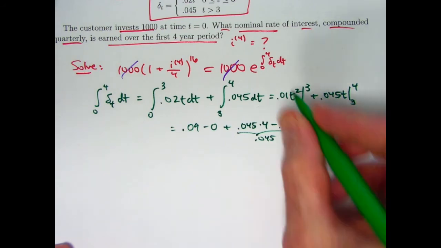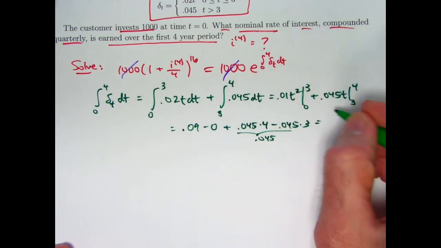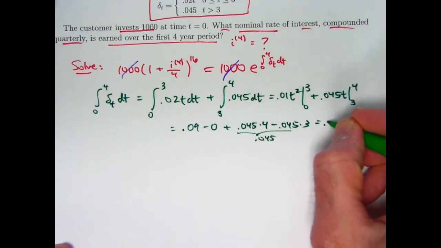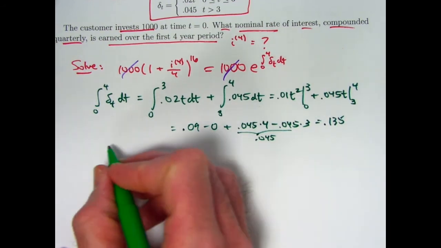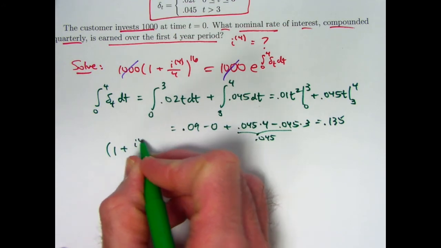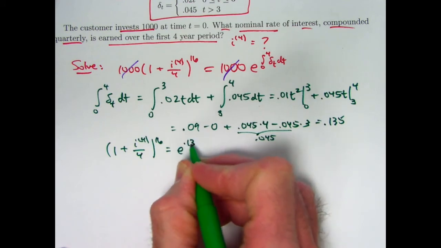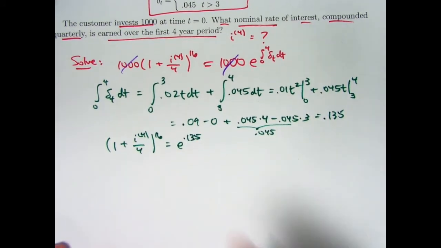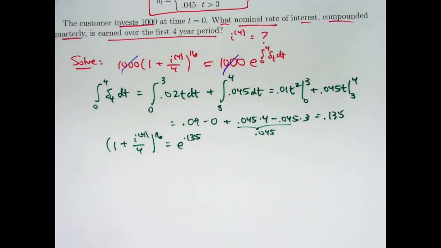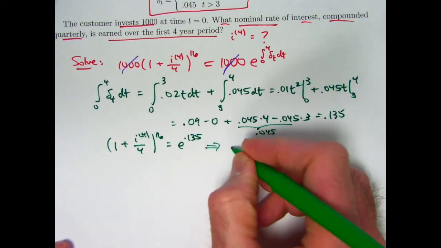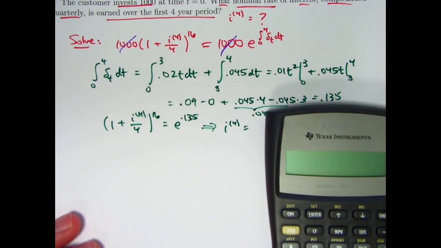So in the end here, after the 1,000 is canceled, the integral itself evaluates to 0.135. That's what the integral evaluates to. So now my equation becomes 1 plus I4 over 4 to the 16th power equals e to the 0.135. Take the 16th root of both sides, subtract 1, then multiply by 4. Let's just do that all in the calculator. What will I4 equal? What will the answer be? Here's my calculator.